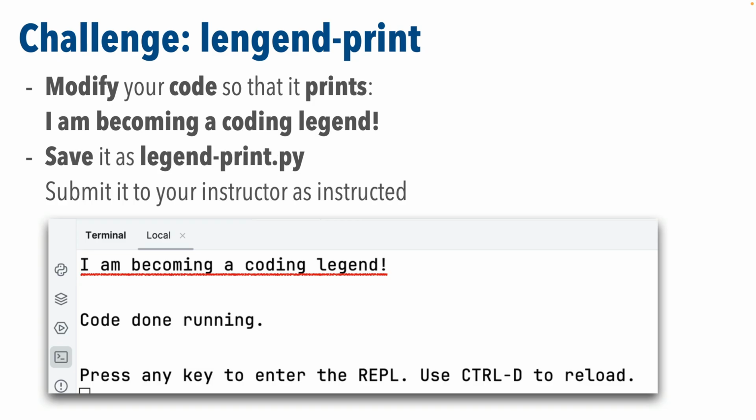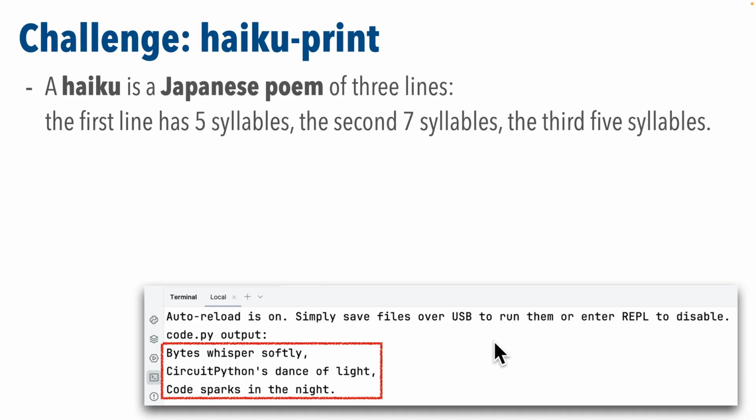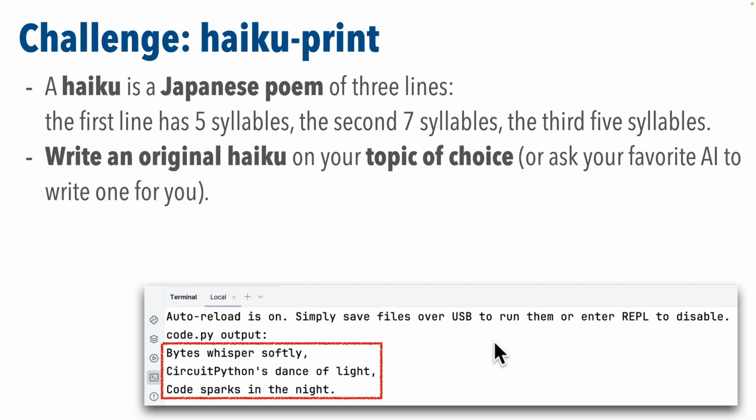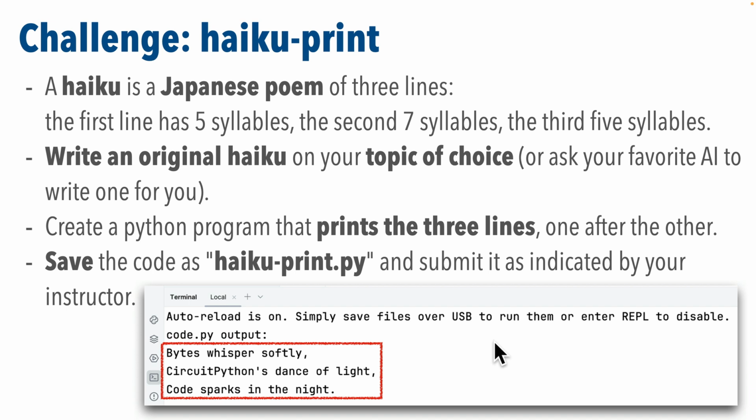Then create another program with three print statements that prints a haiku. If you don't know what a haiku is, it's a Japanese poem with three lines. The first line has 5 syllables. The second line has 7 syllables. The third line has 5 syllables. Here is an example of a programming haiku that I printed out. Write an original haiku. If you've hit a creative wall, ask your favorite AI to write one for you, give it a topic. Then when you have this printing three lines, save this as haiku-print.py. My students will be told how to submit this online.